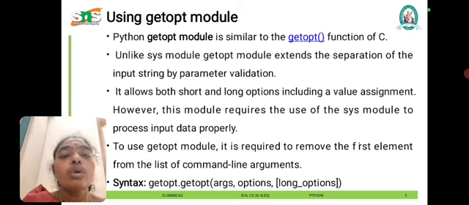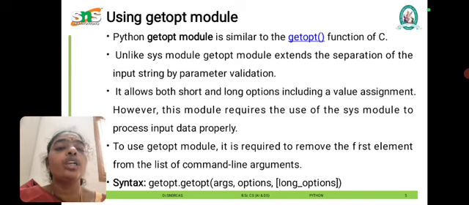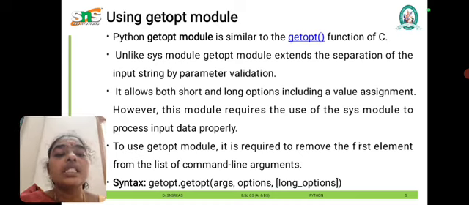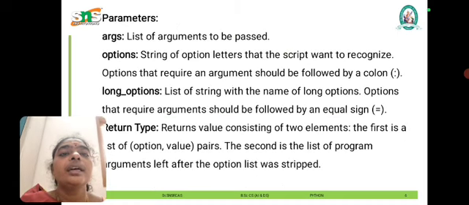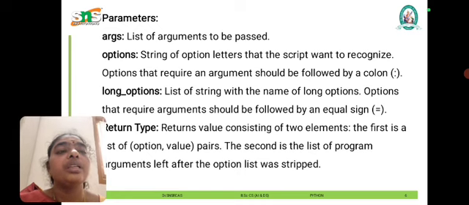With the sys module, they consider the processing of your input data, and with the help of the getopt module we remove the first element of the first line in your command argument. The syntax is getopt.getopt of args comma options comma long options. This is the syntax of the getopt method, and args represents the list of arguments to be passed in that program, and options identify the option letters used. Long options are represented with the equal to sign, and the option is identified by the colon.